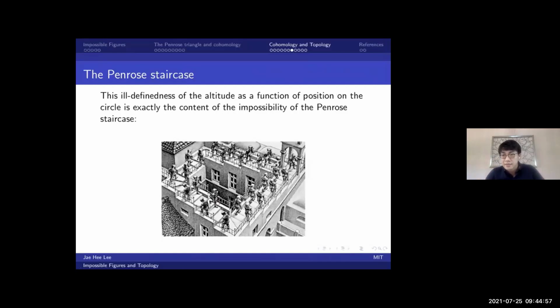and that's not possible. So this ill-definedness of the altitude function that I just described, or this non-trivial monodromy coming from this circle, is exactly explaining why the Penrose staircase is an impossible figure. So that's sort of the mathematical content of the Penrose staircase.